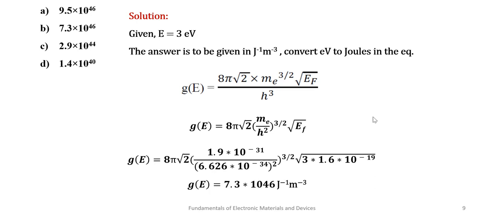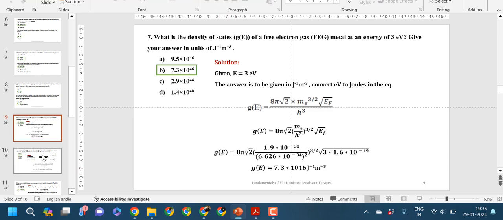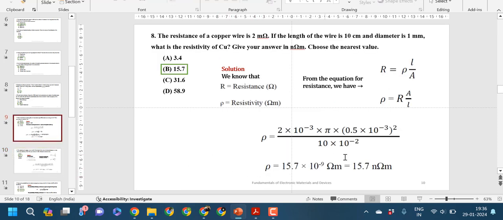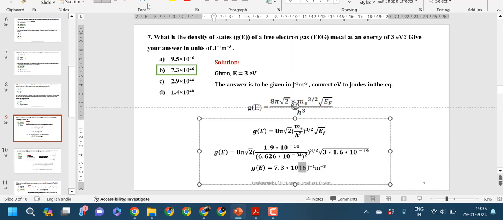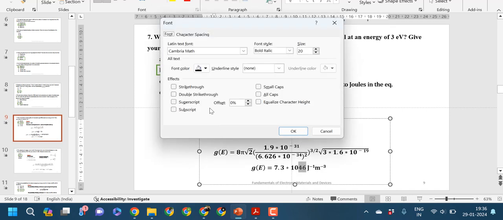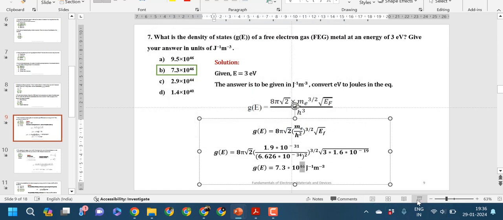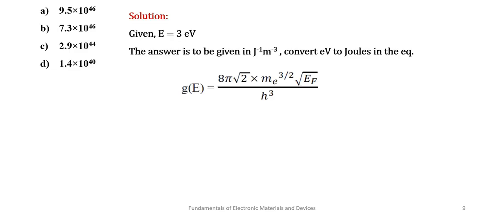So this is your final answer. That is J is 7.3 into 10 to the power 46. So the answer is 7.3 into 10 to the power 46. Okay. Thank you, ma'am.